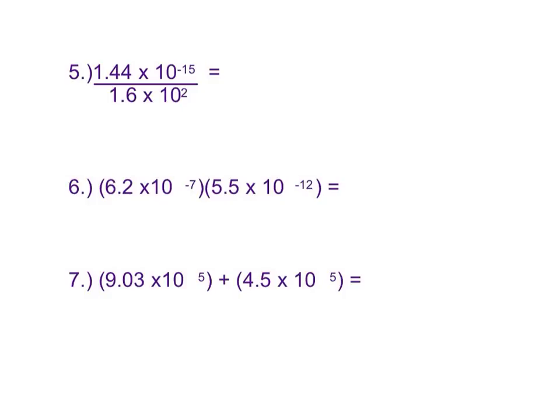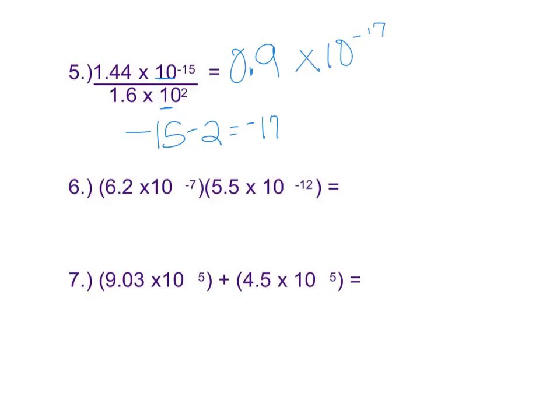Number 5. Again, we have a division problem. So let's divide our decimal numbers. 1.44 divided by 1.6 gives us 0.9. We have times 10 to the negative 15th and times 10 to the 2nd. So we have the same base in a division problem. Let's subtract our exponents. Negative 15 minus 2 is negative 17. So we're going to have 0.9 times 10 to the negative 17th.